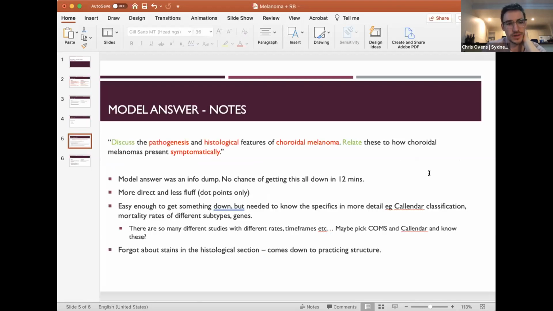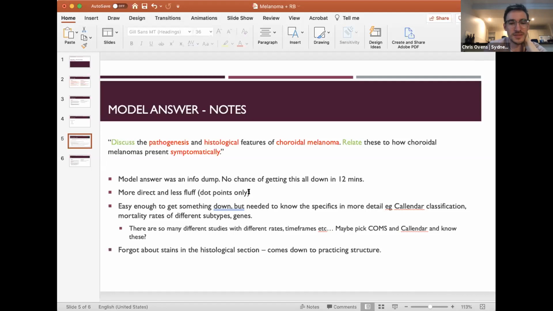The model question that I chose was: discuss the pathogenesis and histological features of choroidal melanoma, and relate these to how choroidal melanomas present symptomatically. I thought this was fairly typical. They'll usually ask something about the pathogenesis and then maybe one other thing, so either the genetics or the treatment or the symptoms. The model answer I thought was a bit of an info dump, and there was no chance that I was going to get down that much in 12 minutes. Things that would have been better for my response: usually I'm someone who writes full sentences, but I think dot points here really works better.